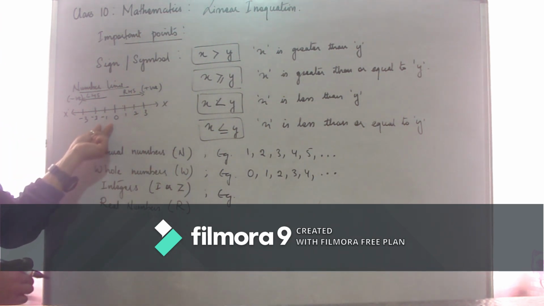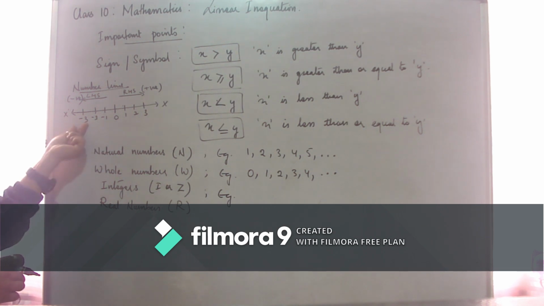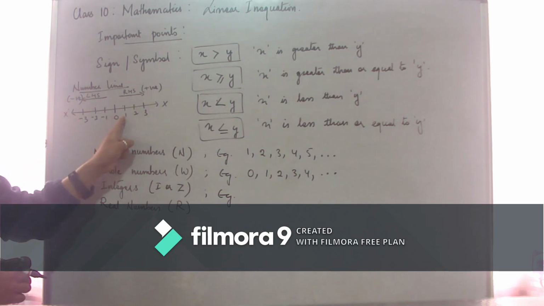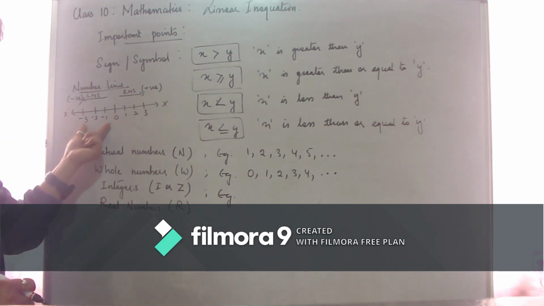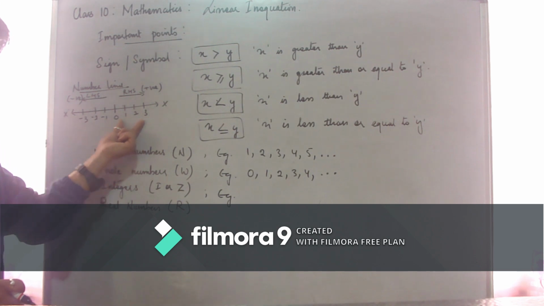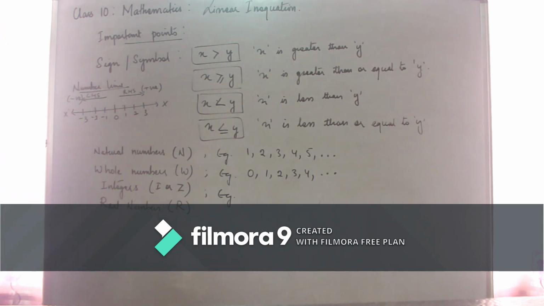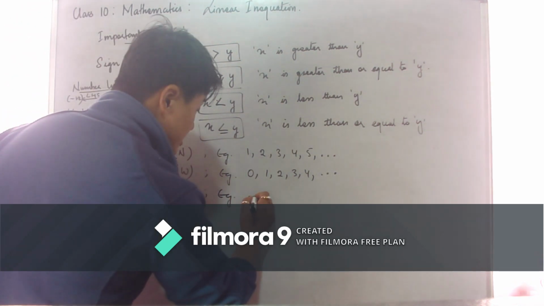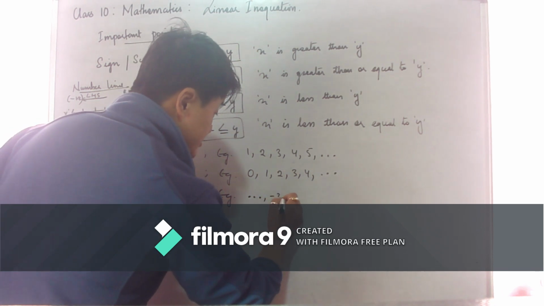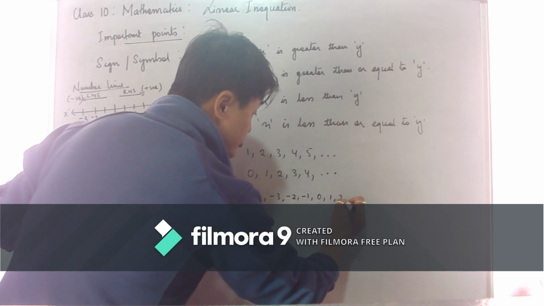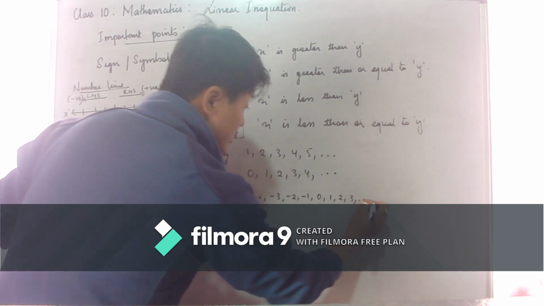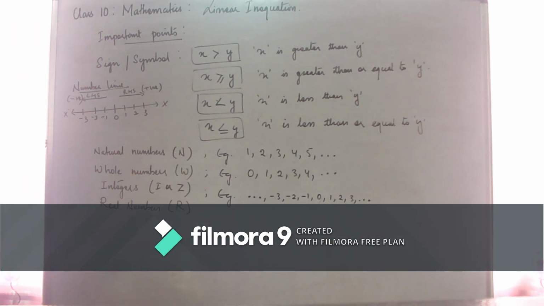So here we can say that 0 is greater than -1, -1 is greater than -3, and 3 is greater than 1. All these numbers, which include negative numbers and positive numbers but not fractional numbers, are called the integers. It can be ... -3, -2, -1, 0, 1, 2, 3. These are called the integers.